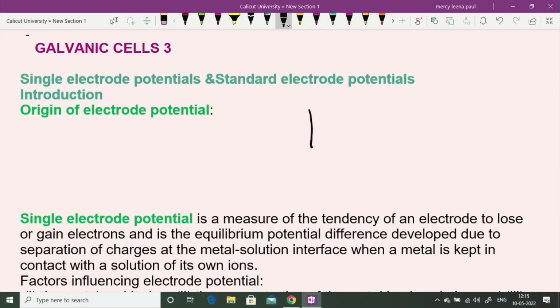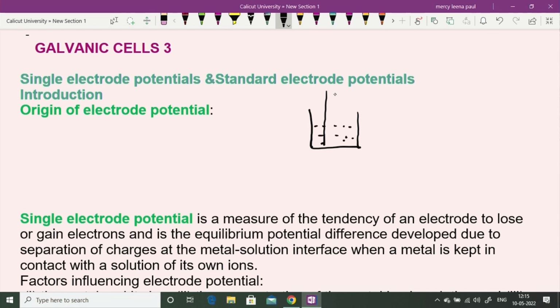So, first we have to see, we have been talking about electrode potentials for all the classes, but we do not know how the electrode potential originates. So, now let us see how it originates. The origin of electrode potential is like this: you put a metal in its own ion solution.